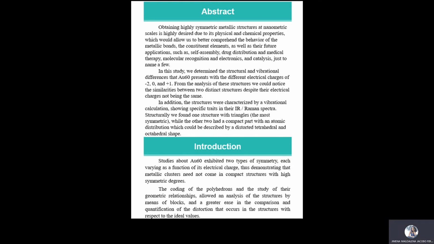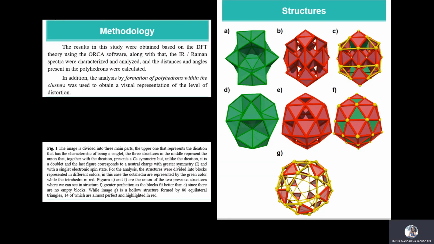The gold-60 exhibited two types of symmetry, demonstrating that metallic clusters need not come in compact structures with highly symmetric degrees. The coding of polyhedrons and the study of the geometric relationships give us greater ease in the comparison and quantification of the distortion that occurs in the structures. Our studies were based on DFT theory using ORCA software.